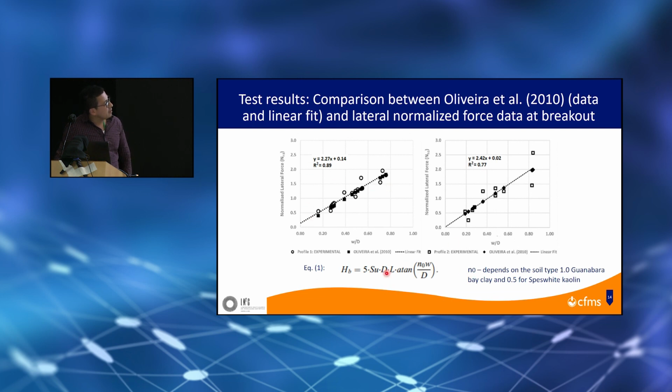Basically, we can see the parameters which can be easily interpreted: the resultant resistance, the diameter, the length, and basically the difference is this parameter N0, which depends on the type of soil. The author in 2010 worked with Guanabara Bay clay. So, for speswhite kaolin, it was calibrated for a value of 0.5.